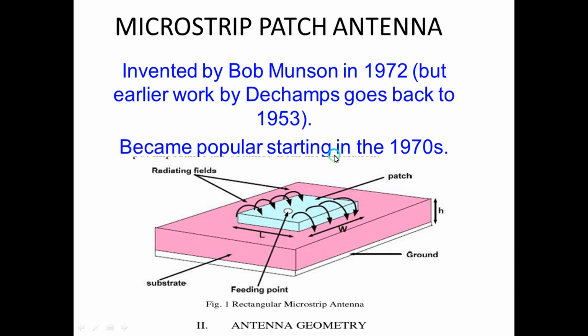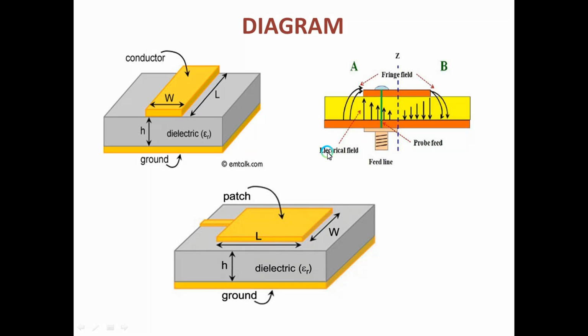Now we will discuss how the microstrip patch antenna works and what materials are available in a microstrip patch antenna. A microstrip antenna consists of three layers. The bottom layer is the ground, the middle layer is the substrate, and the top layer is the patch.